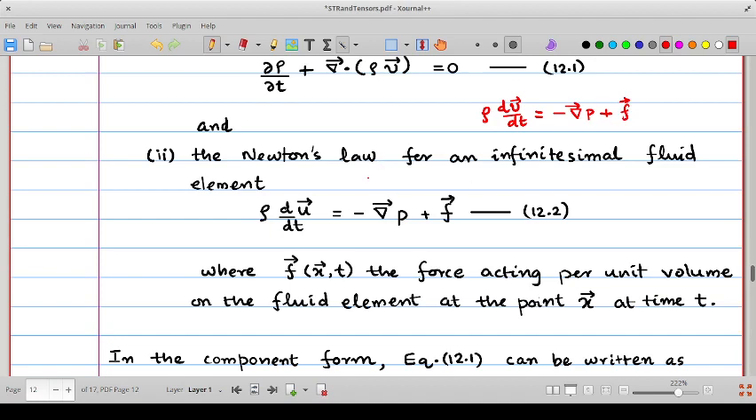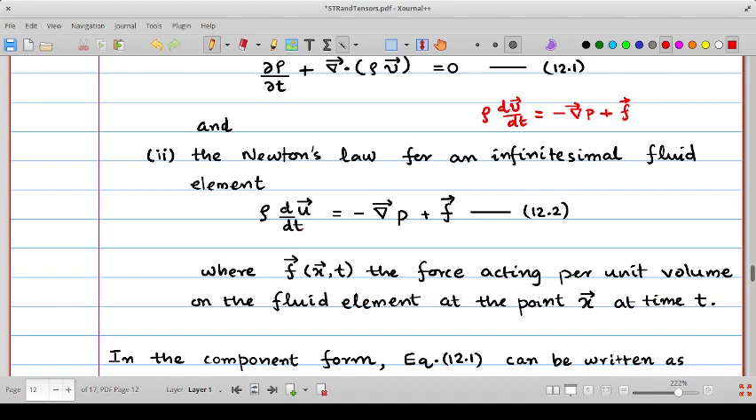So we have two equations describing the motion of a perfect fluid. The first one is the conservation of mass, which says that ∂rho/∂t plus divergence of the mass current, which is given by rho times v, is equal to zero. And the second one: we consider an infinitesimally small volume at a particular point in space and at a particular time, and then the force acting per unit volume can be written as rho times the acceleration at that particular point, because all those particles are assumed to have the same velocity at that point, given by the velocity field of the fluid.